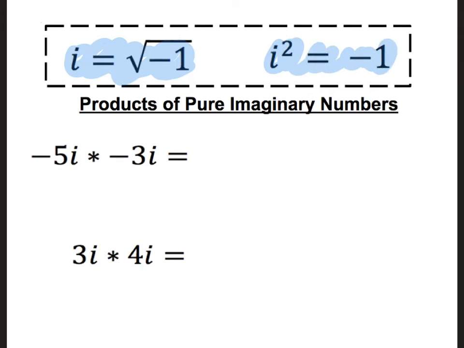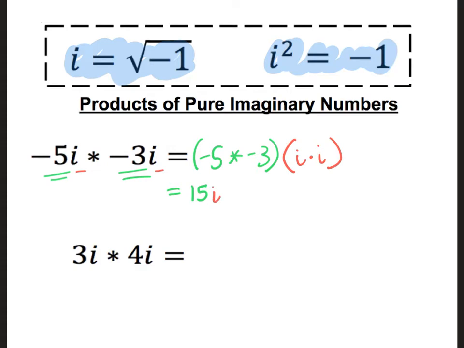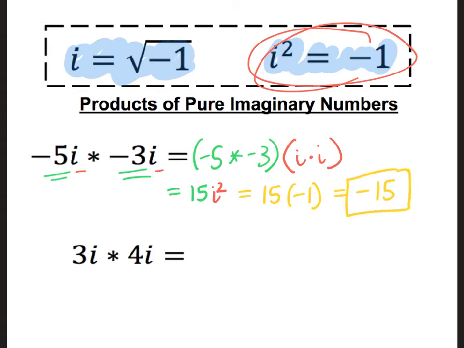So basically what I'm going to do is multiply the things that look the same. Right off the bat, I see negative 5 and negative 3, so I'm going to do negative 5 times negative 3. And then the second part of each is i, so we're going to do i times i. Negative 5 times negative 3 gives me a positive 15, and i times i gives me i squared. But remember up here we said i squared equals negative 1. So this is really 15 times negative 1, which gives me negative 15 as my final answer.